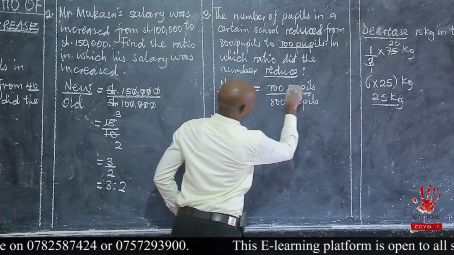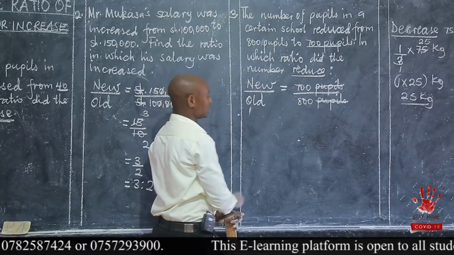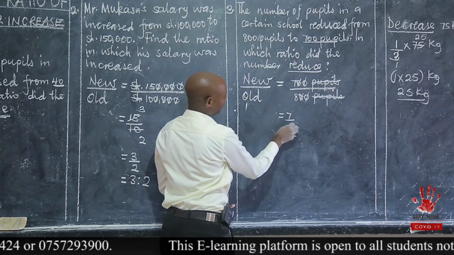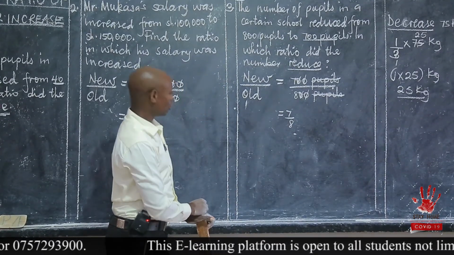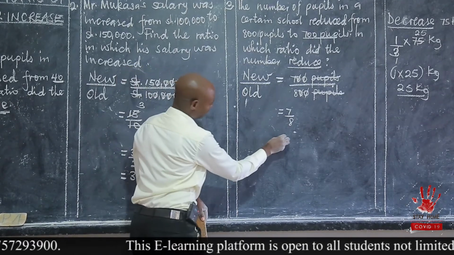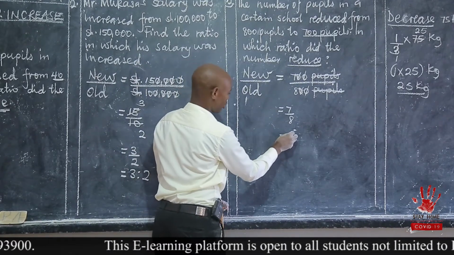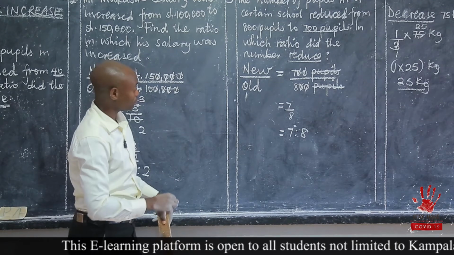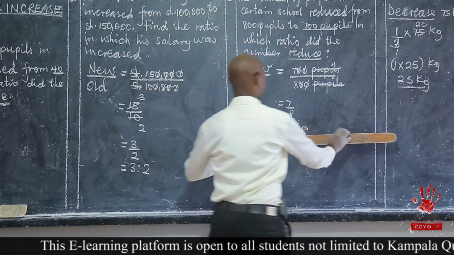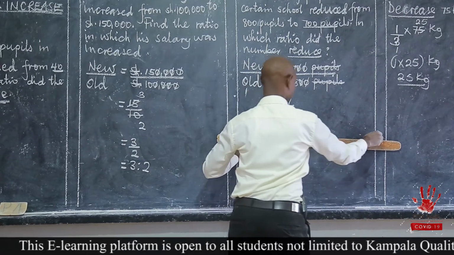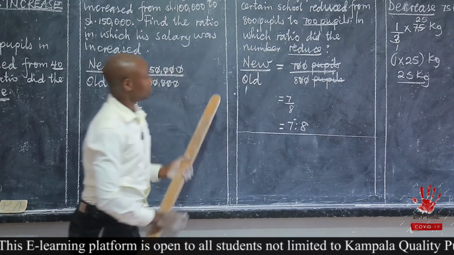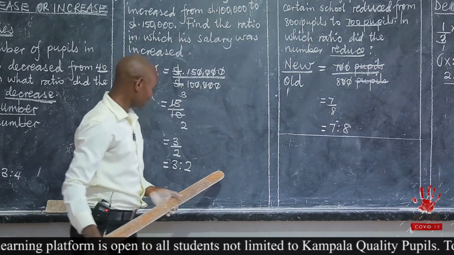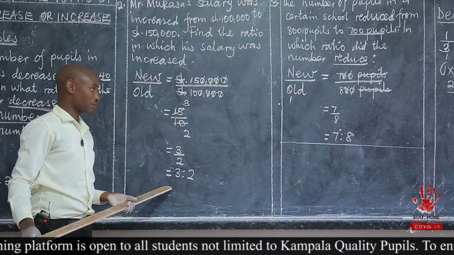Okay? So pupils will cancel. We don't have units. This 0 will go with this. This one will go with that. We shall remain with 7 out of 8. Do we have a common divisor? Here we don't have. Therefore, the ratio of decrease is going to be 7 to 8. And I have emphasized that when we talk about decrease, the first figure should be smaller. When we talk about increase, the first figure should be bigger.